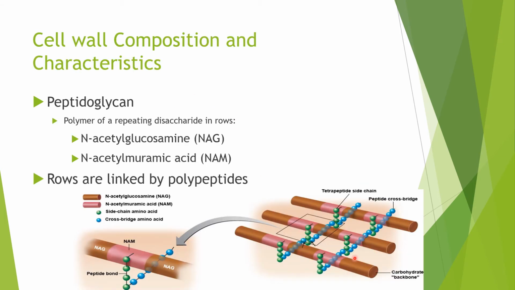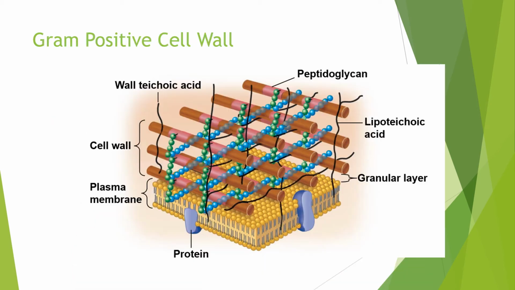So those are the main components of the cell wall. As I said, the cell wall is made up of disaccharides. Those rods that you're seeing right here are the disaccharides, basically the sugar portion. And then those blue, kind of greenish beads that you are seeing represent the polypeptides. Those are the proteins. Those are the sugars that the peptidoglycan is made out of, and again, they're represented by those rods right here, and then those are the polypeptides.